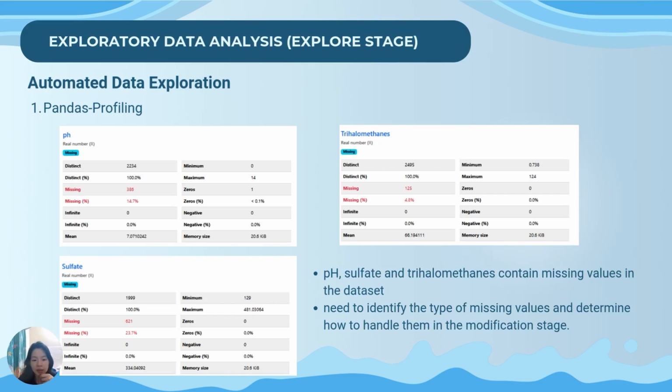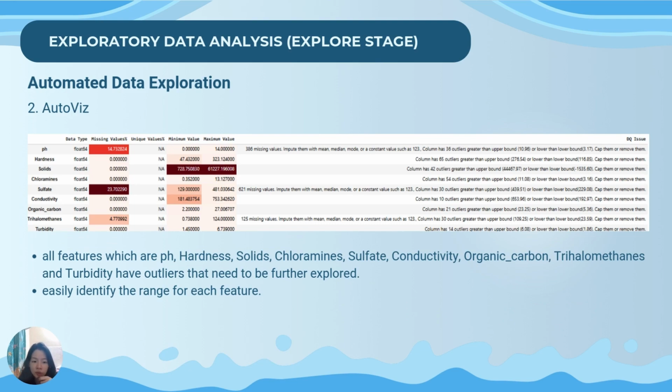Now I will present about the explore step. So first we conduct automated data exploration by using pandas profiling. We find out pH, sulfates, and trihalomethanes contain missing values. They need to be identified by type and then we determine how to handle them in the modify step. Second, we also conduct AutoViz and we find out that all features actually contain outliers. And from these visualizations, we can also easily identify the range for each feature. For example, the range of pH is between 0 and 14.